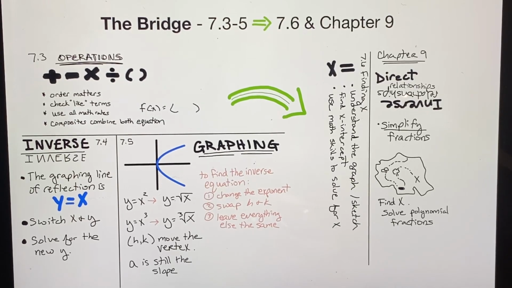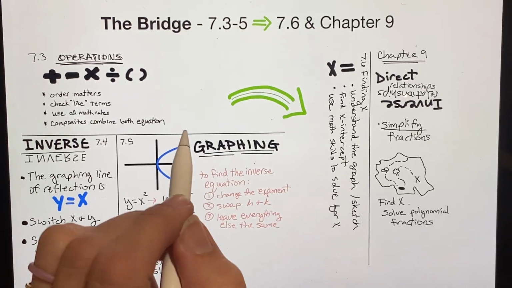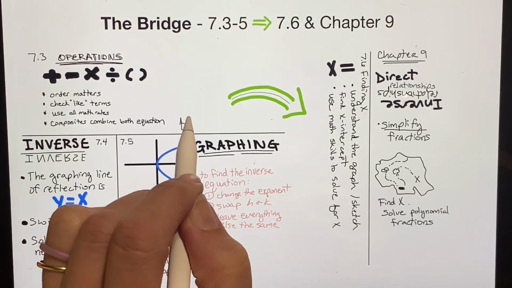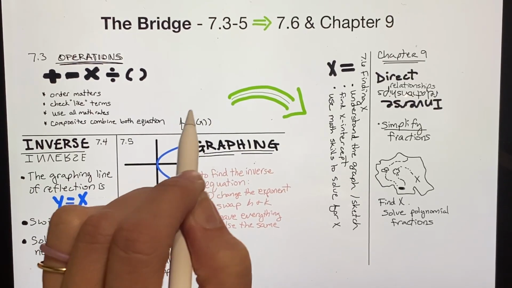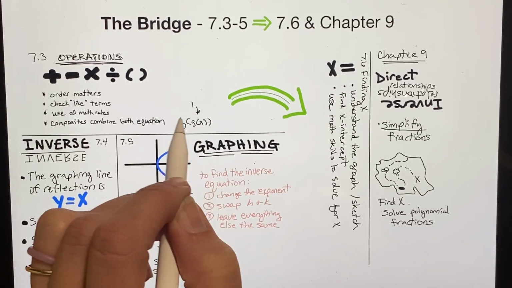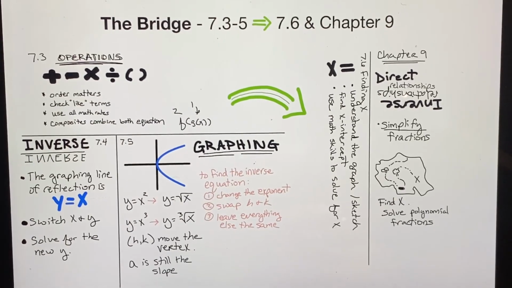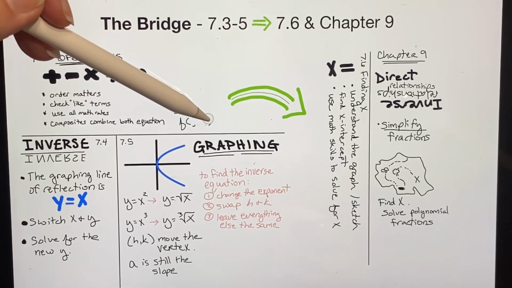We also learned that it's important for our composite functions that the first function that you do goes on the inside. This would be number 1. And the second function that you work is going to be on the outside. So we have number 1 and number 2 in the order of our composite functions.